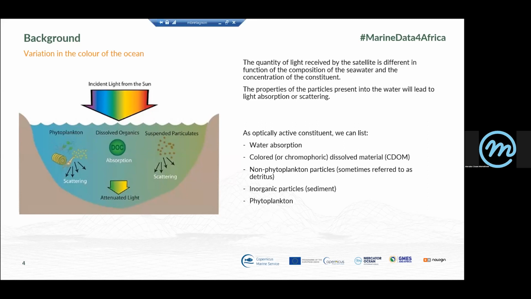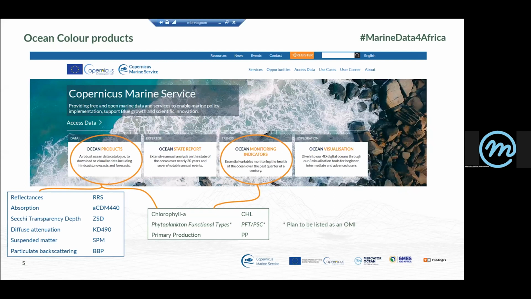So you can access all these products thanks to the Copernicus Marine Service, and for the ocean color data, you have two types of products. You have the purely optical products, which are listed here in blue, and what we call the biogeochemical products here in green.